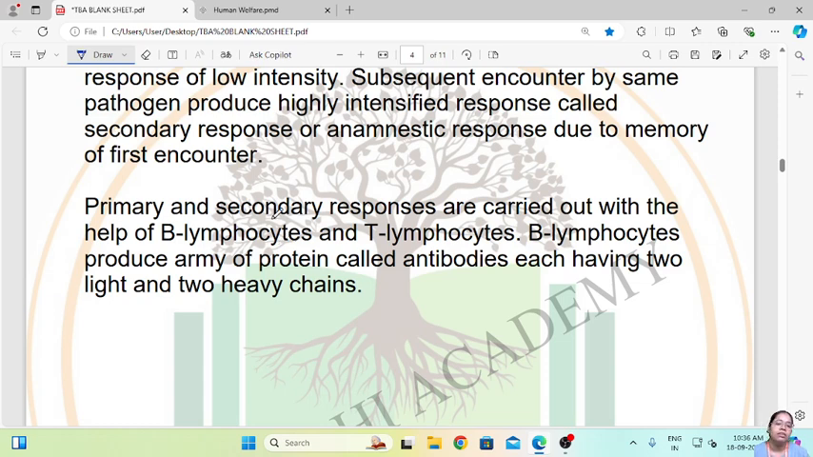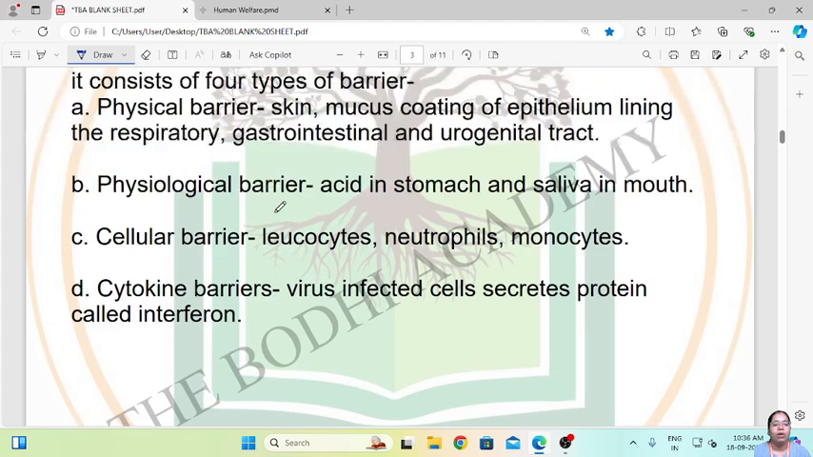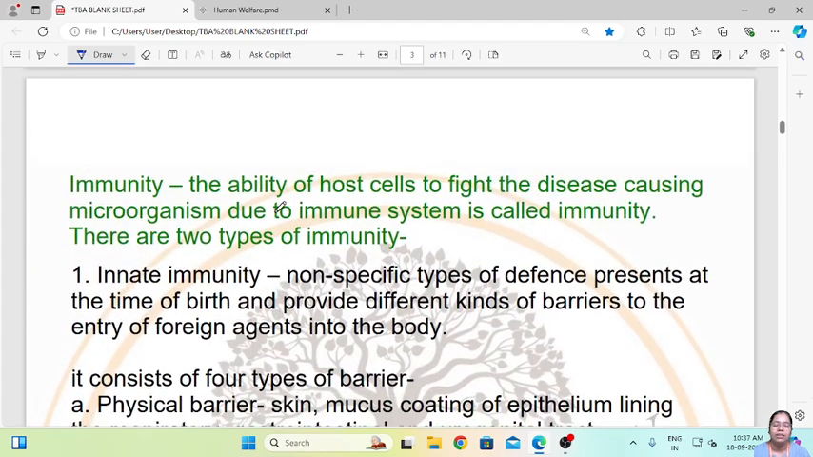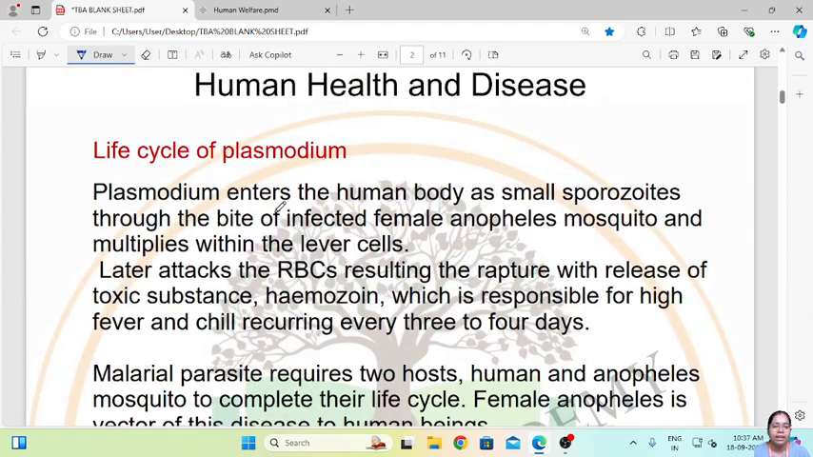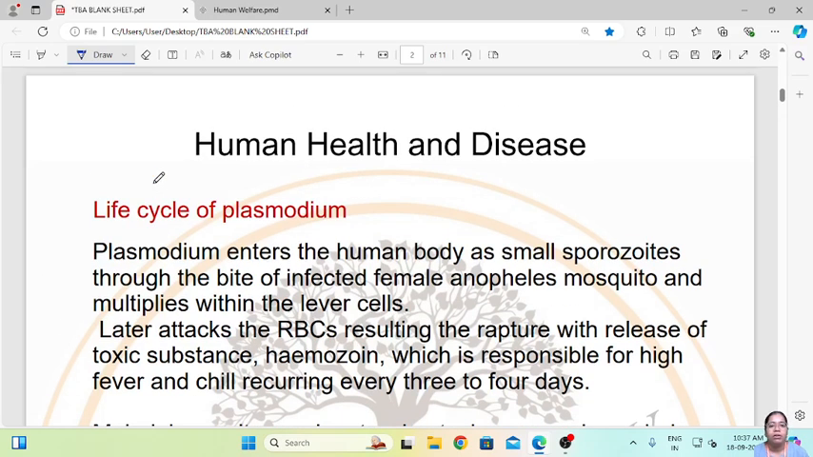So in today's video what we have learned is the two types of immunity, that is innate immunity and acquired immunity. Then we have seen the life cycle of Plasmodium which causes malaria. So this was about today's video.